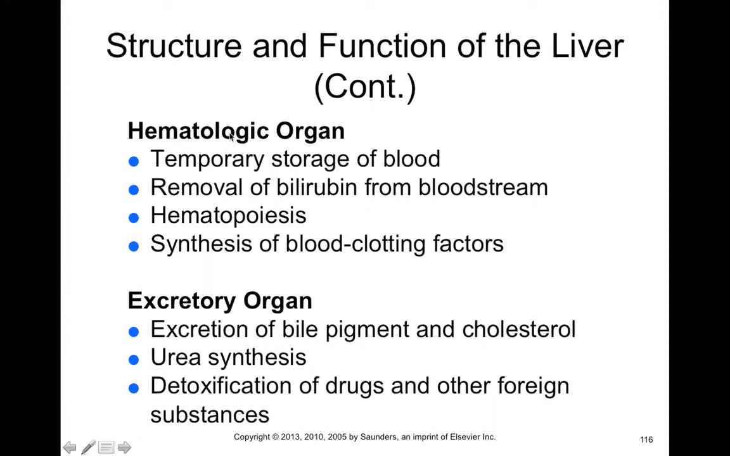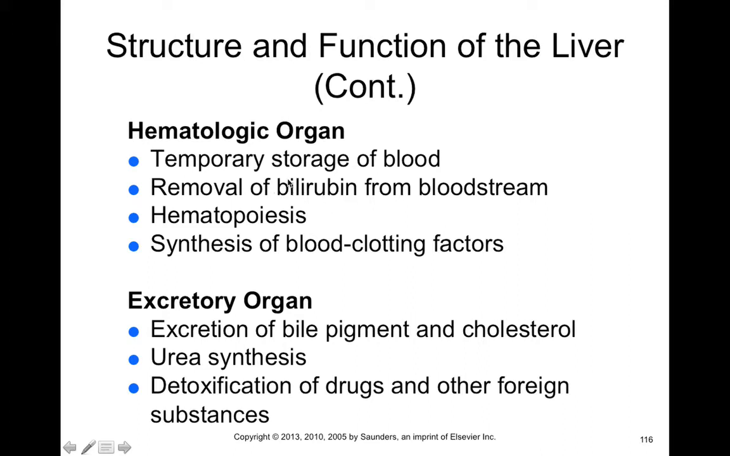Now, as a hematologic organ, it can be involved with the temporary storage of blood. This is what we talk about as it being a venous reserve organ. And it's also involved in hematopoiesis. Under very extreme circumstances, new red blood cells can be formed by your liver. Otherwise, the liver helps synthesize things like blood clotting factors and clotting proteins, as well as removal of bilirubin from the bloodstream. There are liver cells called Kupffer cells that actually break down damaged red blood cells or free bilirubin in the bloodstream.